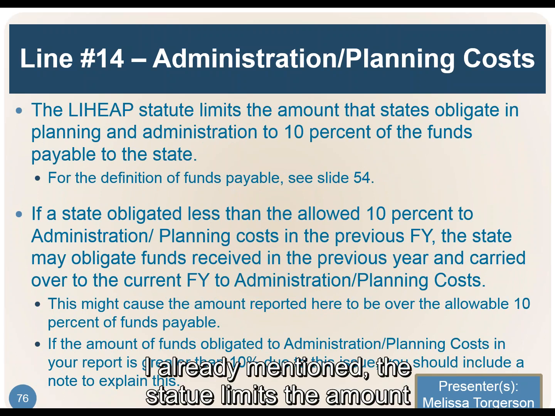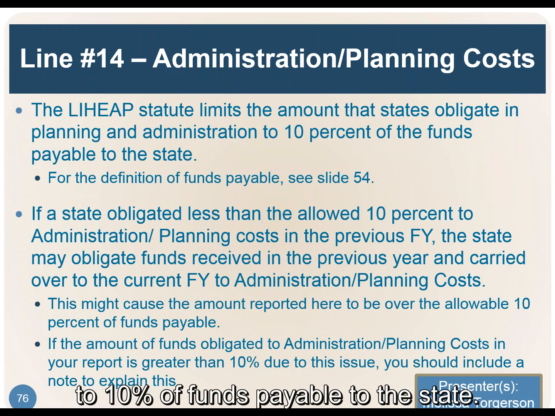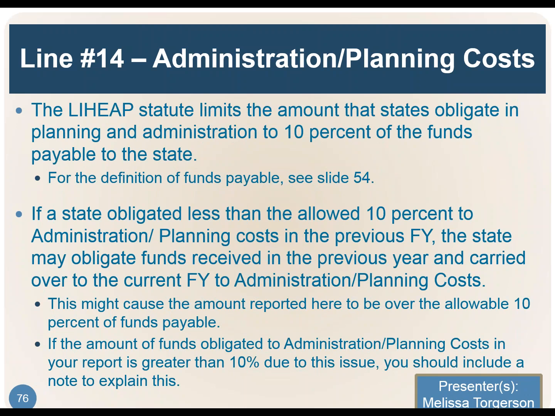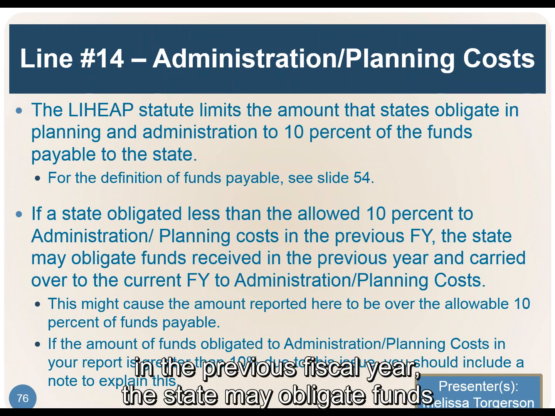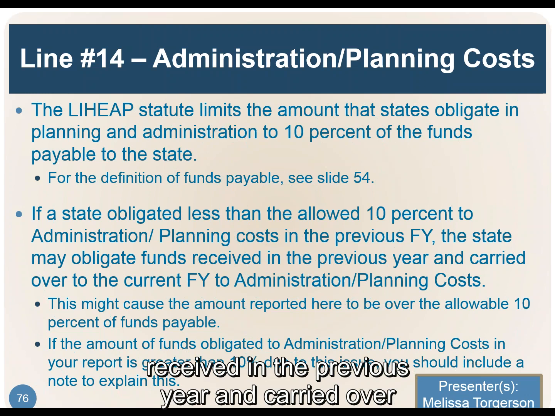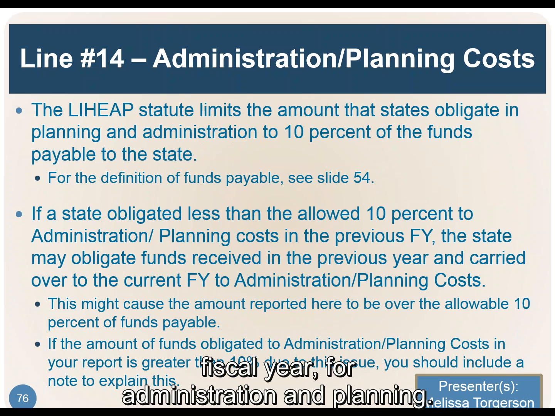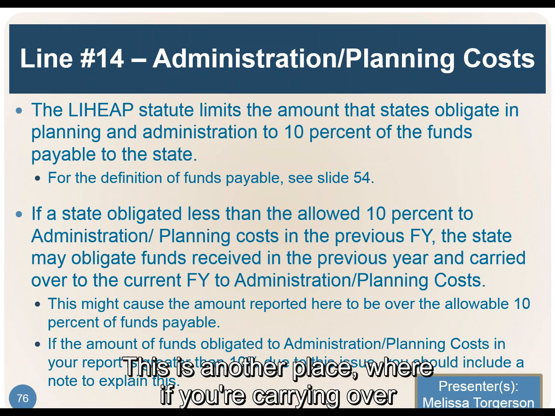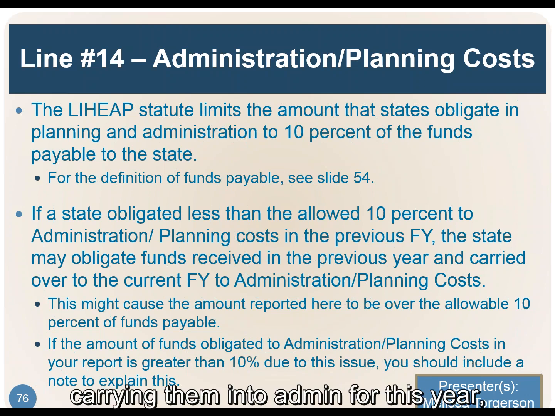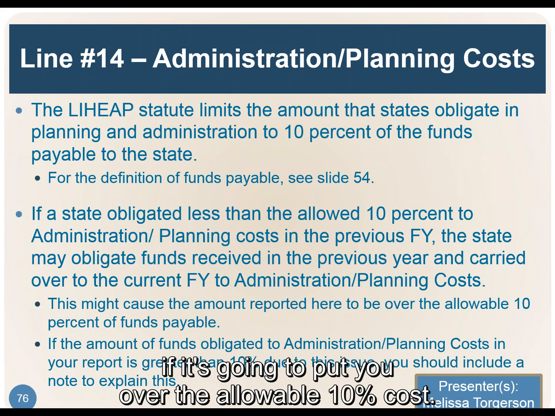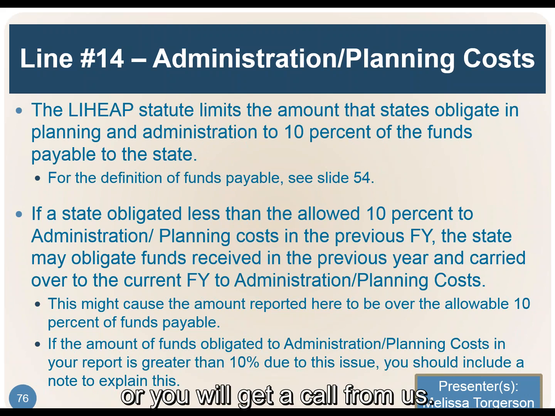I already mentioned the statute limits the amount that states obligate in planning and administration to 10% of the funds payable to the state. If a state obligated less than the allowed 10% to administration and planning costs in the previous fiscal year, the state may obligate funds received in the previous year and carried over to the current fiscal year for administration and planning. This is another place where, if you're carrying over admin funds from the previous year into admin for this year, it may put you over the allowable 10% costs. And if this is the case, please add a note to explain this, or you will get a call from us.